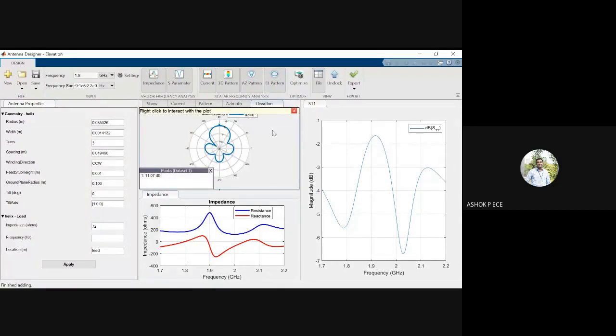So this is the plot you're having for elevation. When you consider elevation, azimuth is 0. When you consider azimuth, elevation angle is 0. So you can see what is the plot. Azimuth is the horizontal plane, and elevation is the vertical plane. You see along the helical axis it is vertical, but azimuth you have to view in a horizontal pattern. That is your horizontal pattern.